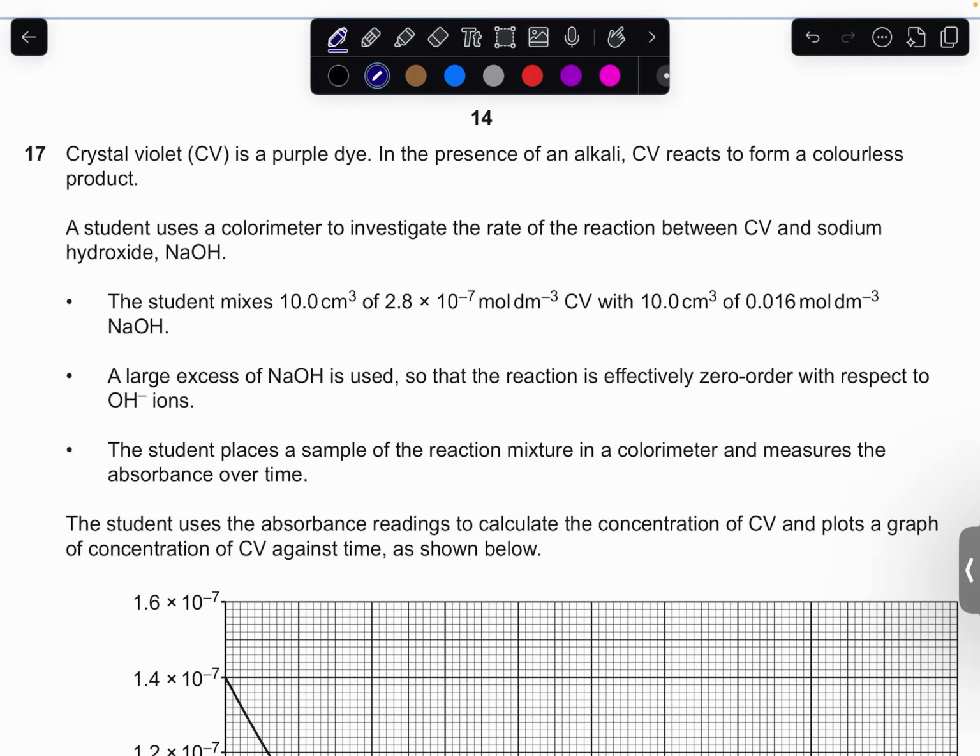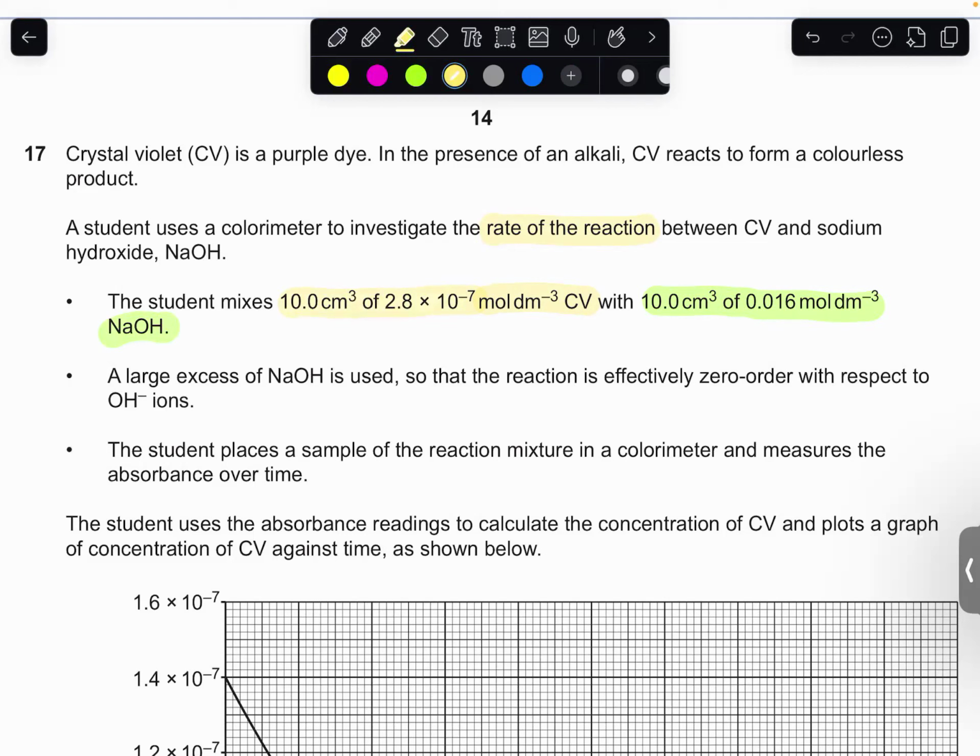We'll be looking at question 17, June 2024 paper. In this question, crystal violet is a purple dye. In the presence of an alkali, the crystal violet, or CV, reacts to form a colorless product. The student uses a colorimeter to investigate the rate of reaction between CV and sodium hydroxide. The student mixes this volume and concentration of CV with this volume and concentration of NaOH.